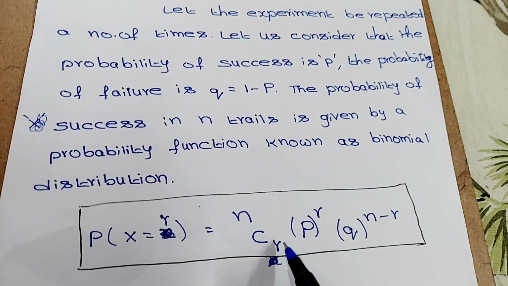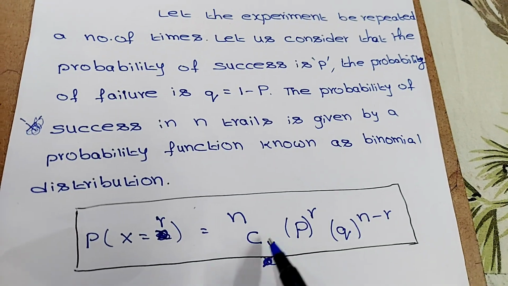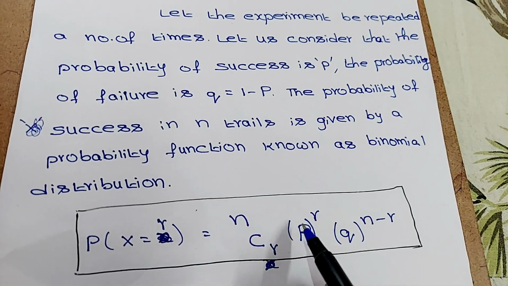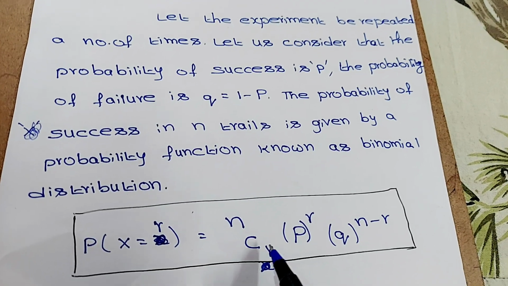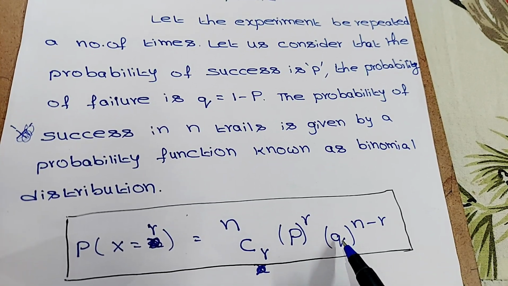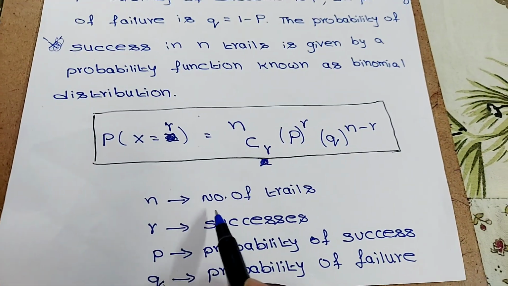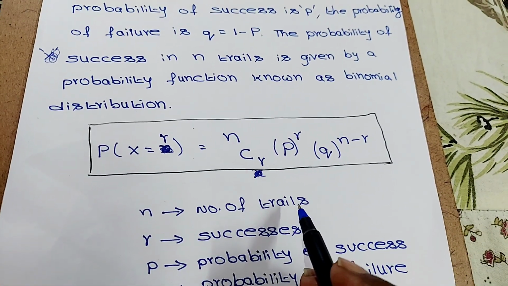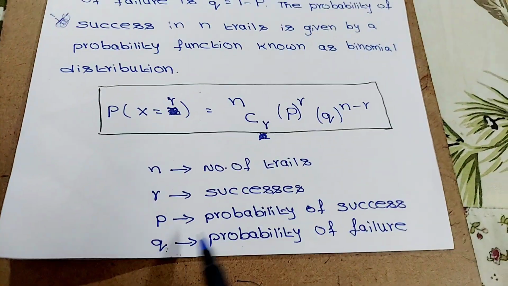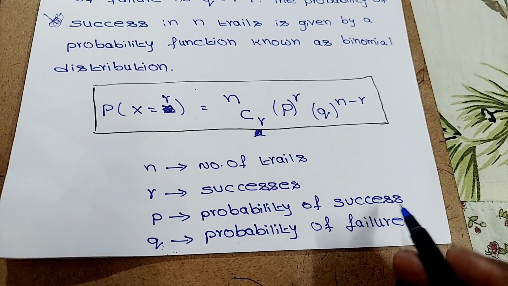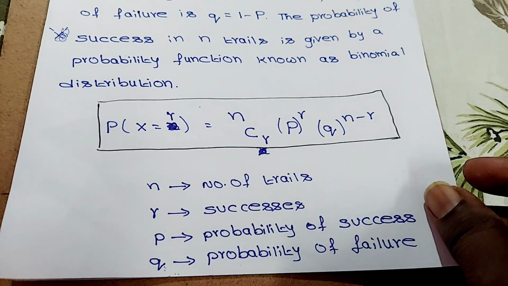P is the probability of success, Q is the probability of failure. Here n equals the number of trials, R equals successes, P equals the probability of success, Q equals the probability of failure.